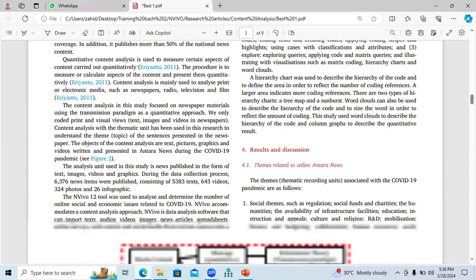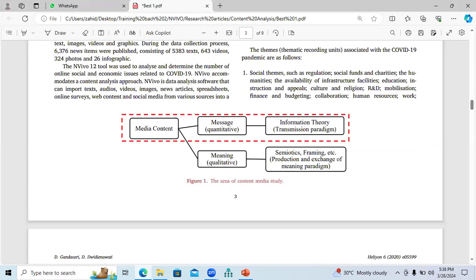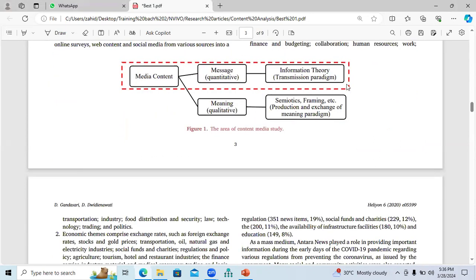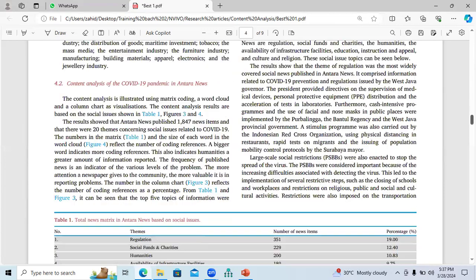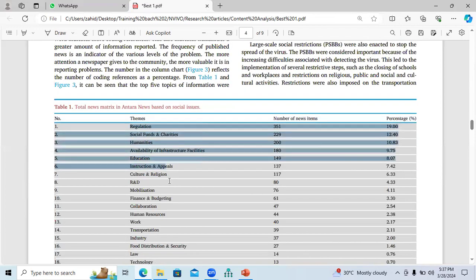So they have analyzed the result like this. They have identified information theory and some other paradigms in this research, and they have applied this method. So these are basically the codes they have created.